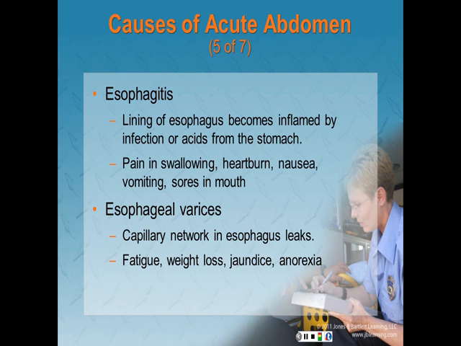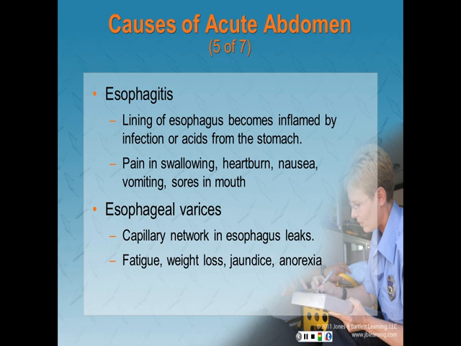Esophageal varices occur when the amount of pressure within blood vessels surrounding the esophagus increases. When blood is blocked up the portal vessels, vessels dilate, causing the capillary network of the esophagus to begin leaking. Initially, the patient will show signs of liver disease, such as fatigue, weight loss, jaundice, anorexia, edema in the abdomen, abdominal pain, nausea, and vomiting.